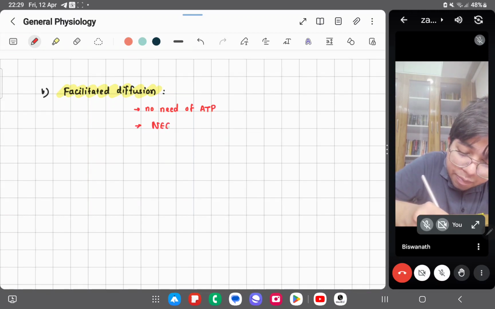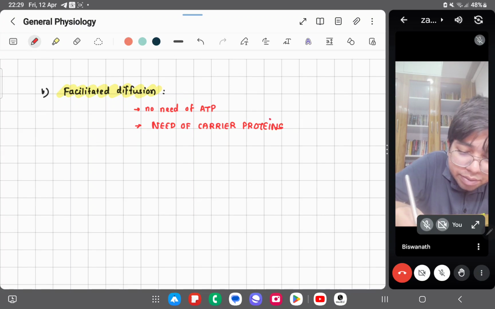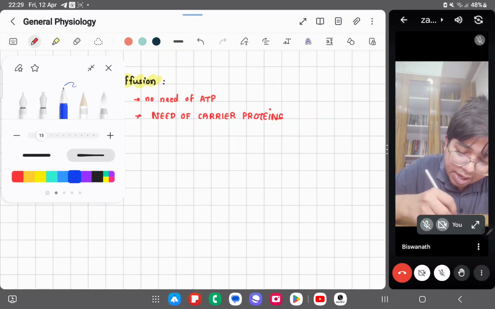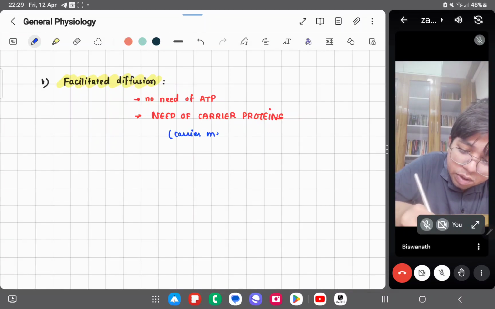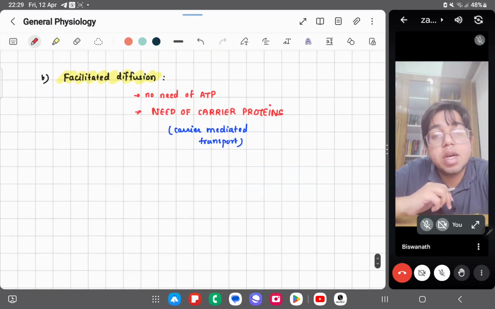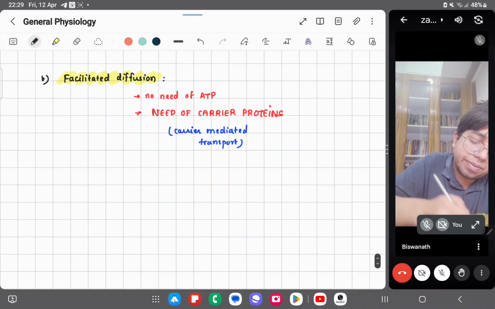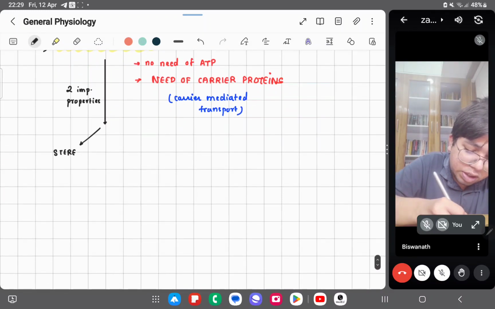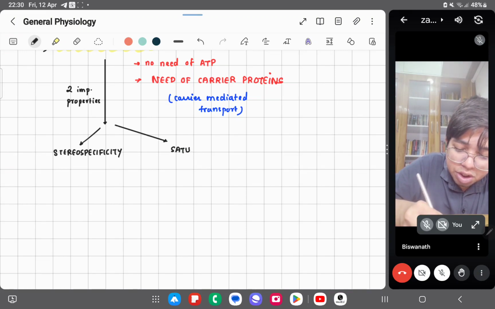There is a need of carrier proteins. Carrier proteins are well needed. No need of ATP, there is a need of carrier protein. So there is a carrier mediated transport. You can write it as carrier mediated transport, right? So here we have two important properties to study. One is called stereospecificity, and another property is called saturation.